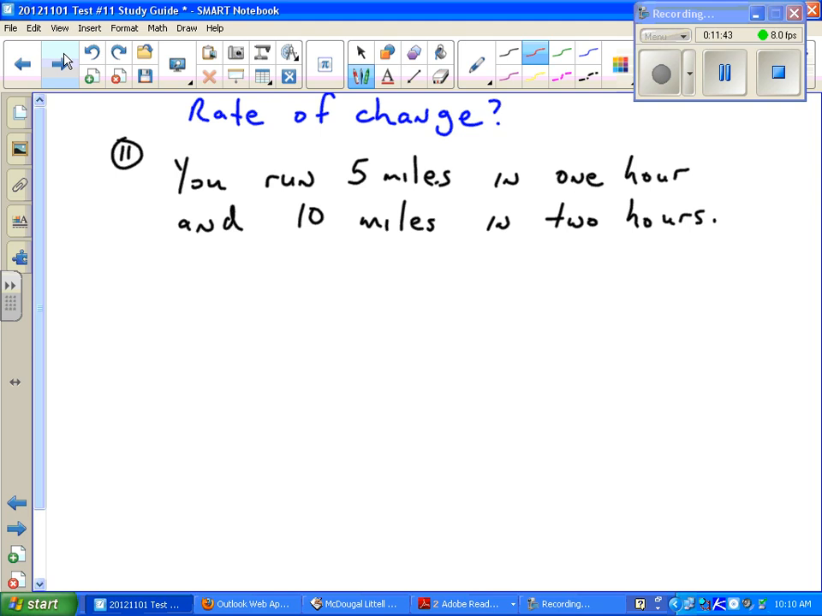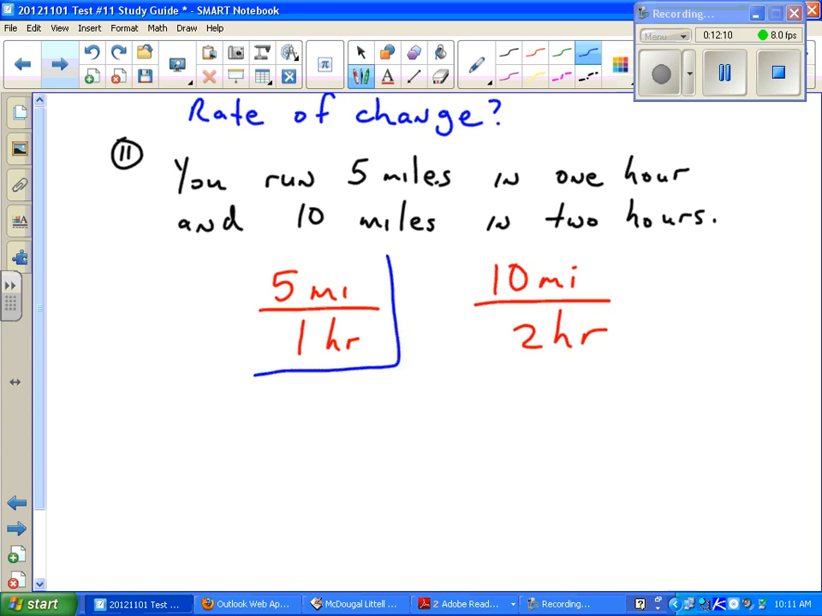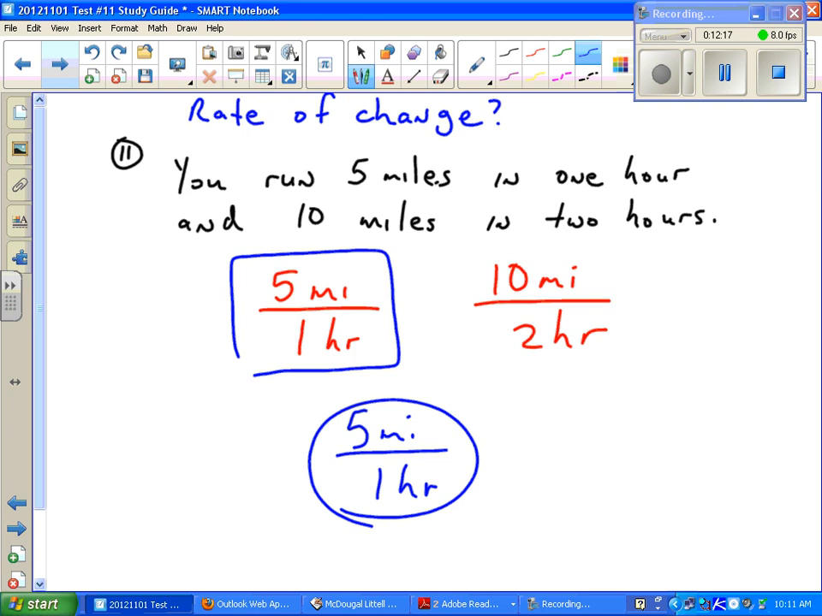Number 11 says find the rate of change. It says you run 5 miles in 1 hour, and 10 miles in 2 hours. Okay, so 5 miles in 1 hour, 10 miles in 2 hours. It's already simplified for you in this sense, so it's actually 5 miles per 1 hour. So every hour you're going to go up 5 miles.